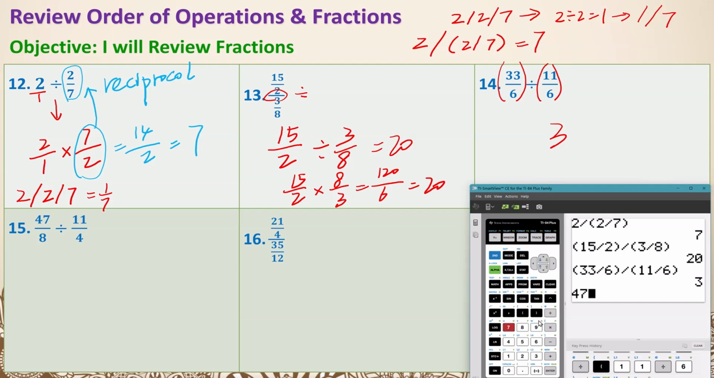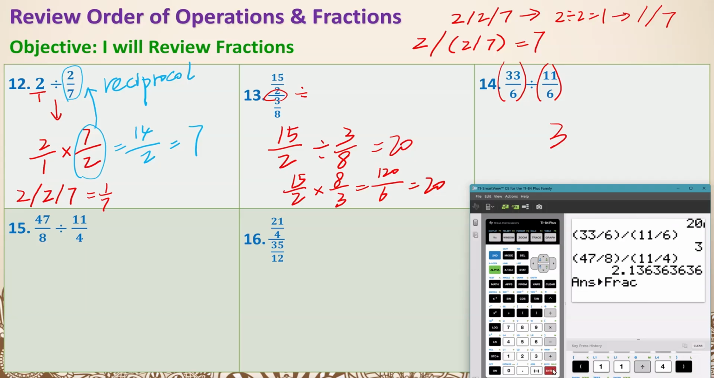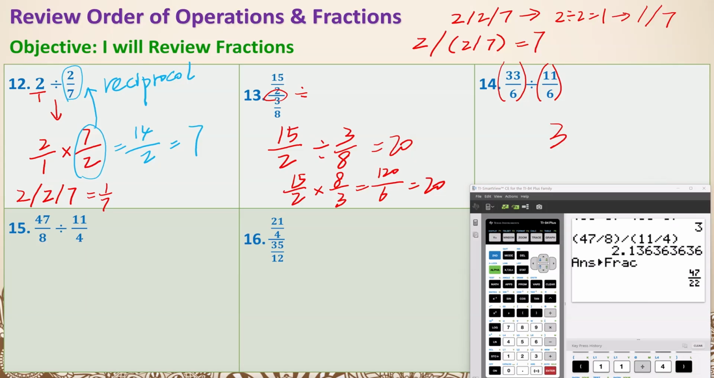Next, 15: 47. Oh, parentheses, forgot about parentheses, so we gotta go back. Parentheses 47 divided by 8. And then divided by parentheses 11 over 4, parentheses back. Press enter. That is going to give us a decimal. We want the fraction, so let's change the answer into a fraction, which is 47 over 22. That is 15. 16. Again, this is just division.